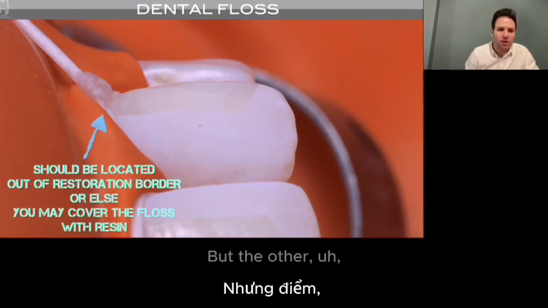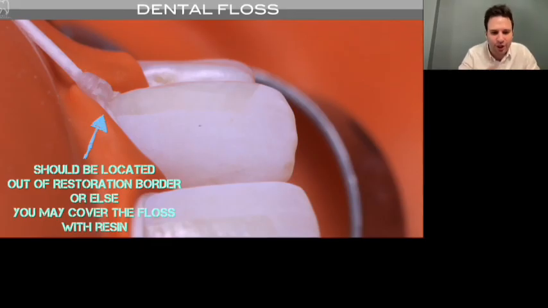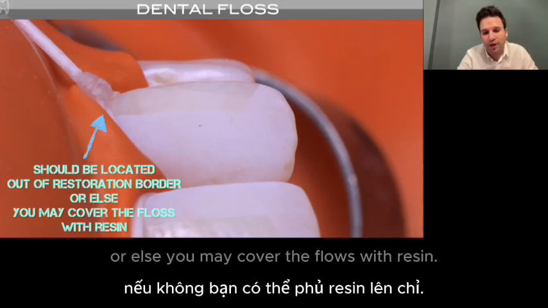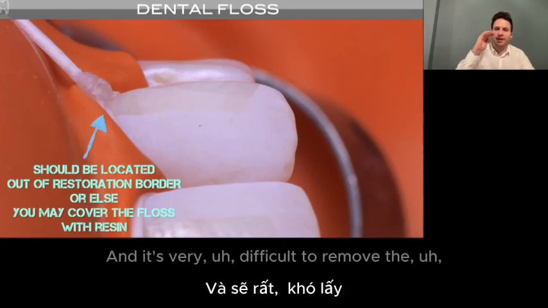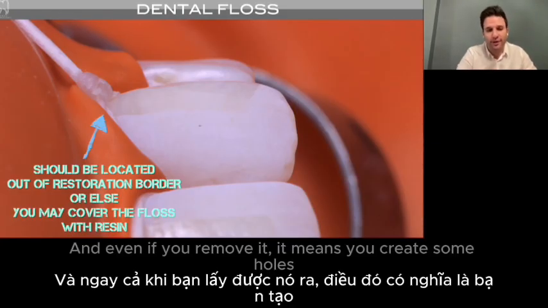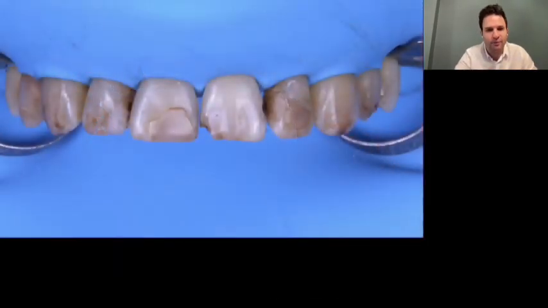But the other important point is, when we are using dental floss, it should be located outside of the restoration border, or else you may cover the floss with resin, and it's very difficult to remove the dental floss from inside the resin. And even if you remove it, it means you create some holes inside the resin. So you should locate it outside of the restoration area.